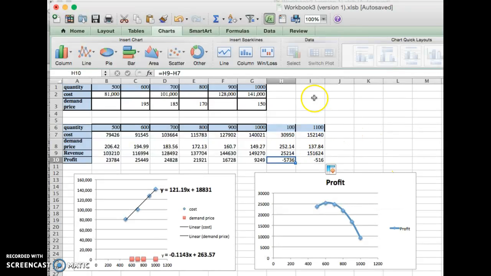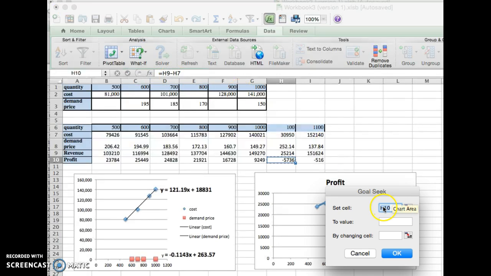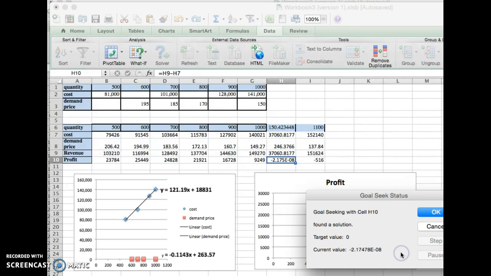And so I'm going to highlight that. Then I want to go to Data. Under What-If, you're going to go to Goal Seek. And this cell, which is highlighted, I want it to be 0. And in order to do that, I need to change the quantity. That's my input. That's my variable. That would normally be the x, or in this case the q. So we'll do OK.